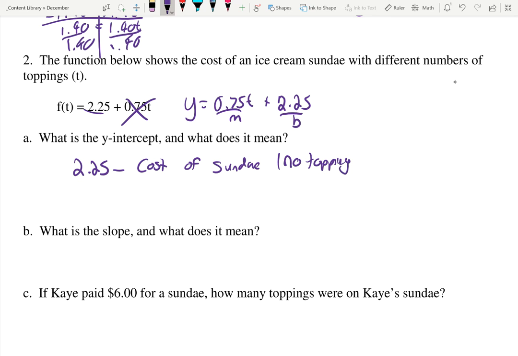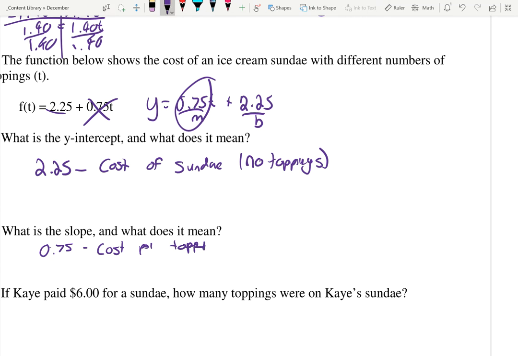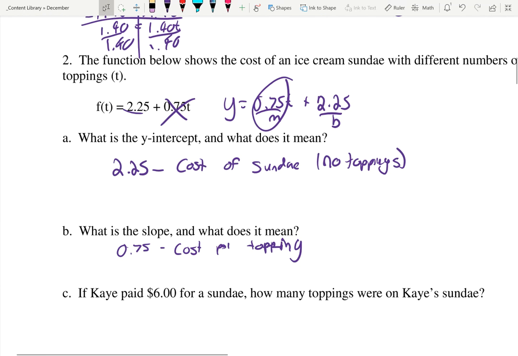Very similar to the hamburger problem in number 1. The slope, as we see from our slope-intercept form, is 0.75. Now, because this is relevant to the toppings, we can deduce that this is the price or the cost per topping. So each topping essentially is costing us $1.50, or not $1.50, 75 cents cost per topping.